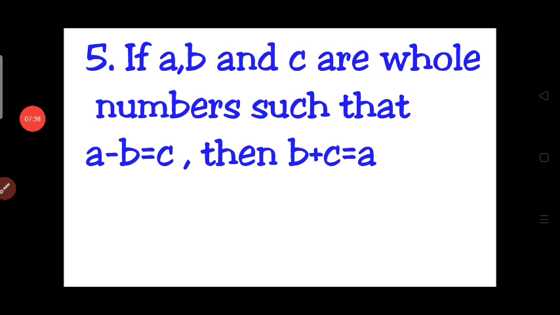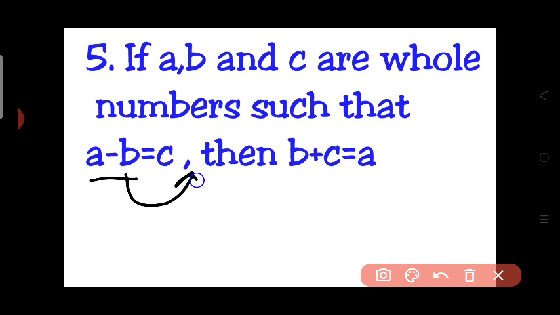The next one is, if a, b and c are whole numbers such that a minus b is equal to c, then b plus c is equal to a. If we see here a minus b, in the next step they just change the place of b to the right side. If we change it to the right side, it will become positive, because when we move from left to right side, if it's negative, it will change into positive. Okay, so this is the last property.